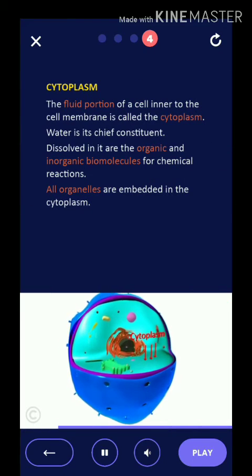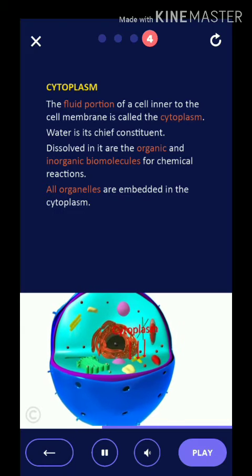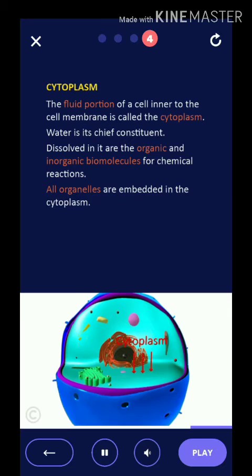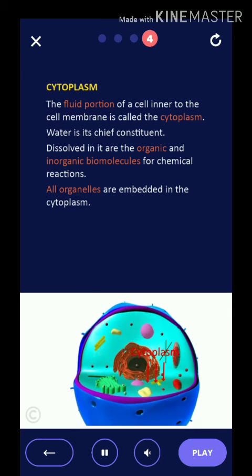Cytoplasm. The fluid portion of a cell inner to the cell membrane is called the cytoplasm. Water is its chief constituent. Dissolved in it are the organic and inorganic biomolecules for chemical reactions. All organelles are embedded in the cytoplasm.